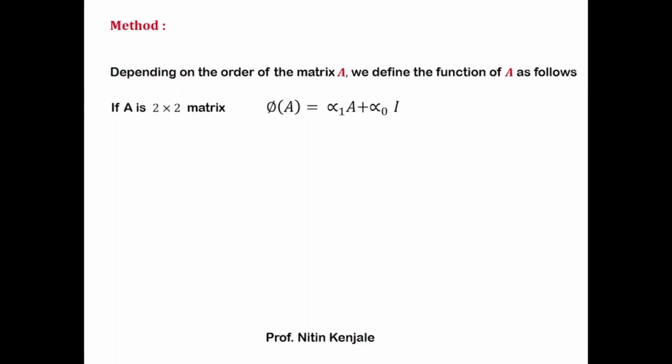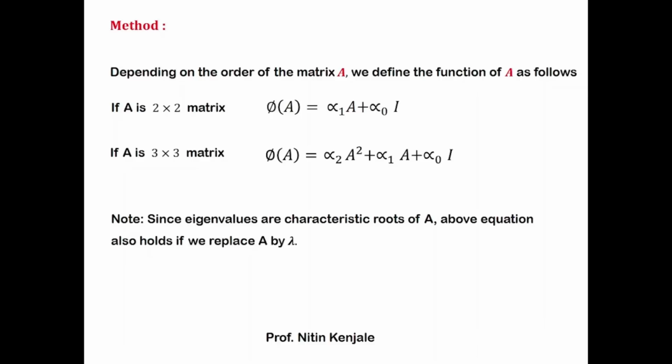Similarly, if A is of order 3 cross 3, then we let phi of A as alpha 2 A square plus alpha 1 A plus alpha naught I. Once again, alpha naught, alpha 1 and alpha 2 are unknown constants which are to be determined. And I is the identity matrix whose order is same as order of A. Now recall that since lambda is the eigenvalue of A, whichever equation is satisfied by A is also satisfied by lambda. So if we replace A by lambda here, still this equation holds.